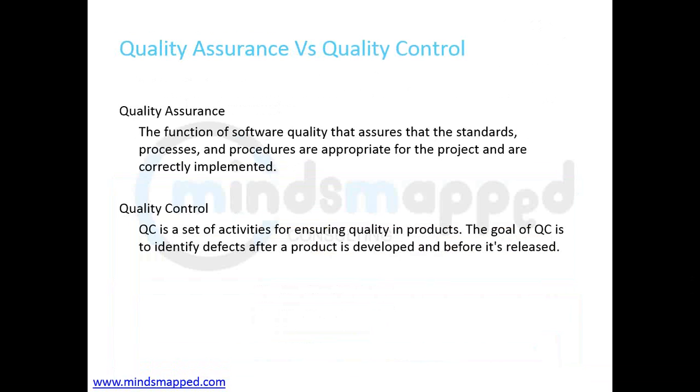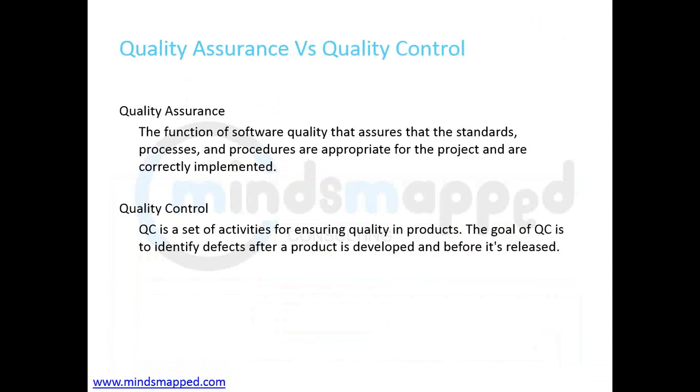You're actually testing the software. You're actually executing the code and testing the functionality of the software. And the goal of quality control is to identify the defects once the product is developed and before releasing to the customer. So all the defects which are found during the testing phase should be fixed.